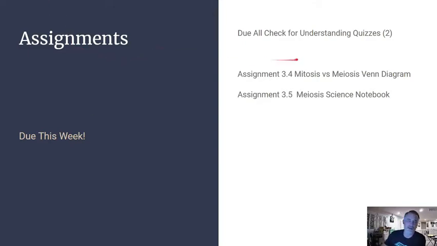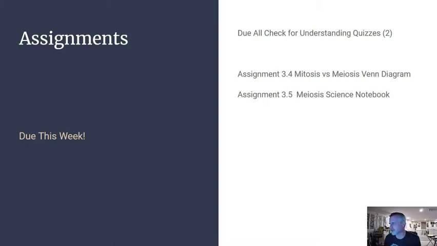So just for the assignments, make sure you do both. Check for understandings this week. There are two of those little short quizzes, and remember, you can do those multiple times until you get 100%. And then you have assignment 3.4, which is a mitosis-meiosis Venn diagram. I'll go over this a little bit on Friday for you. But I just want to let you know there's one link on Canvas that you can click on and use. I think it's free and you can draw and design your Venn diagram.